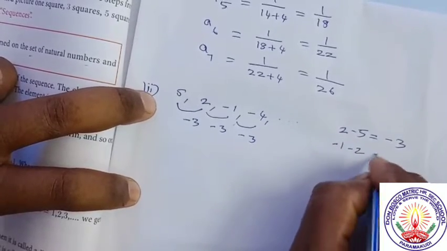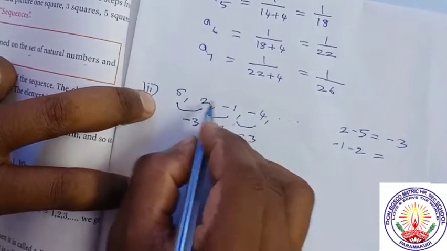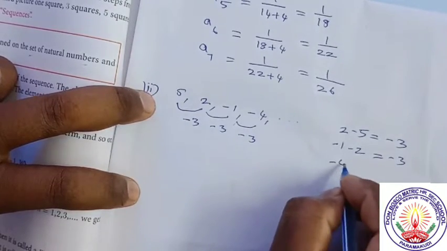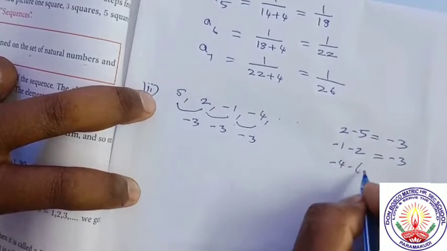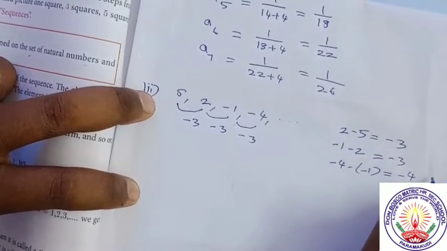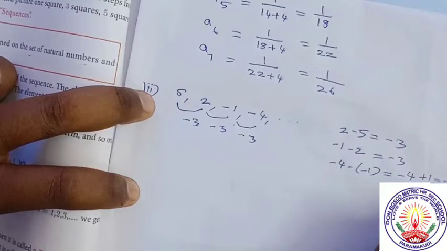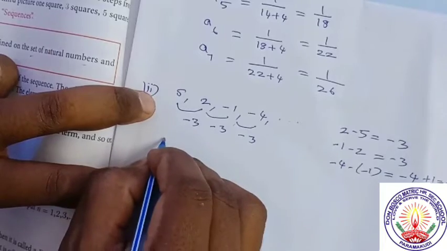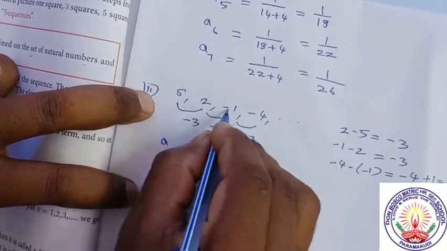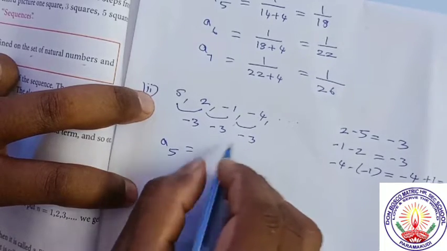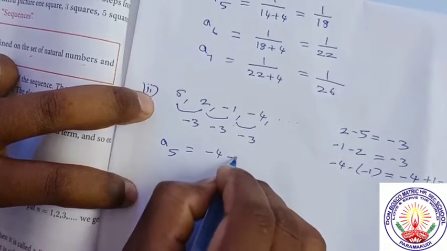Minus 1 minus 2, I am subtracting the second term from the third term, answer minus 3. Like that, minus 4. What is the third term? Minus 1, which is minus 4 minus (minus 1), which is equal to minus 3. So all the terms are decreased by 3. Therefore the next term, the fifth term, will be minus 4, minus 3.